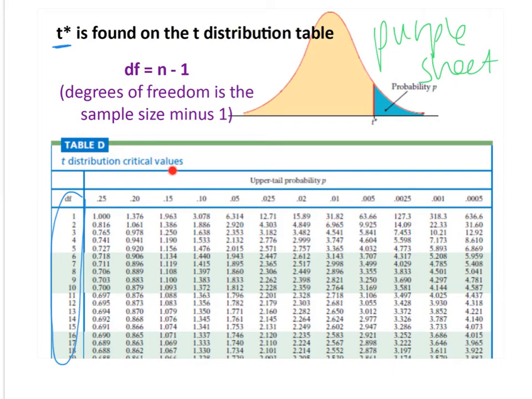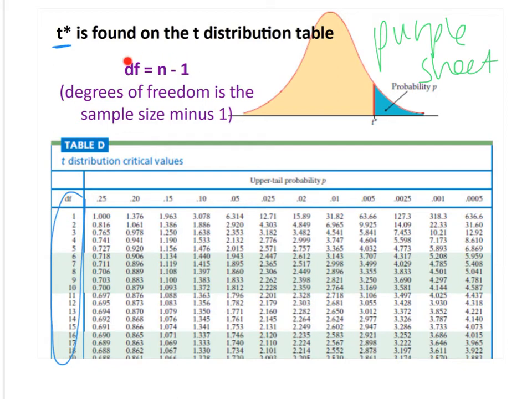And t star is a critical value. The bigger my confidence gets, the bigger my critical value gets. So if I want to be super confident over here, t star is going to be giant. If I'm okay being really little confident, it's going to be a small number. So t star gets bigger with my confidence. How I know which row to use comes from this thing called degrees of freedom. So df is degrees of freedom, and it's the sample size minus 1.